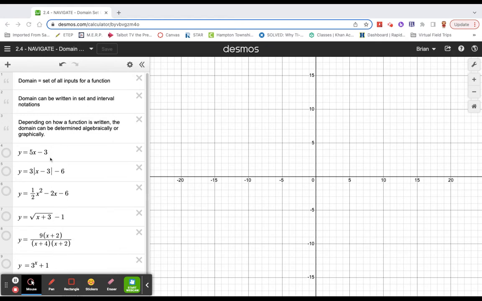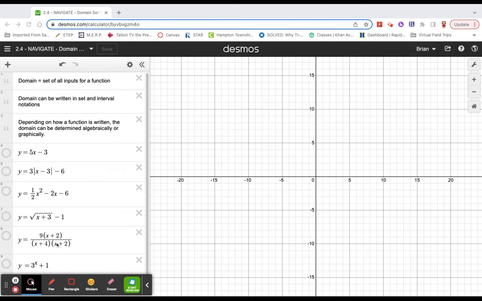No one is expecting you to know how to graph all of these. You should have some idea of how to graph the absolute value. You should have some idea of how to graph a linear function. You might have some experience with some quadratics, maybe some square roots, but these two at the bottom are probably a little less familiar to you, and that's okay.